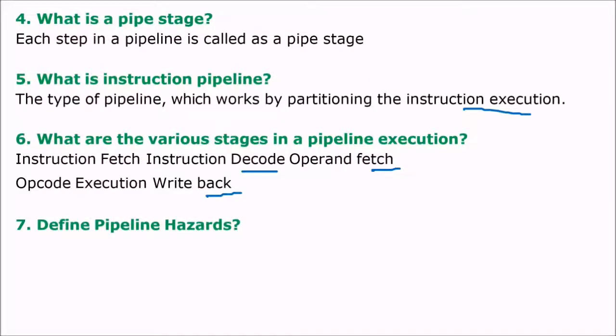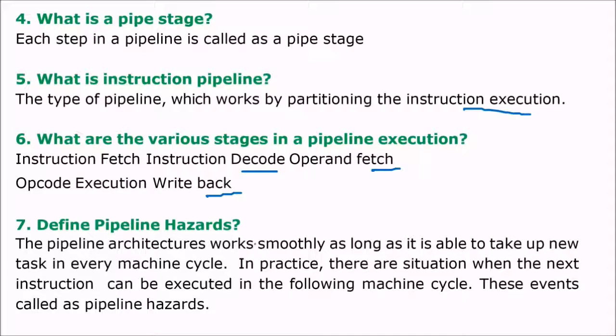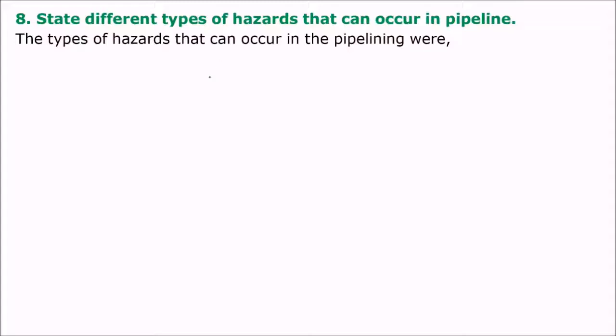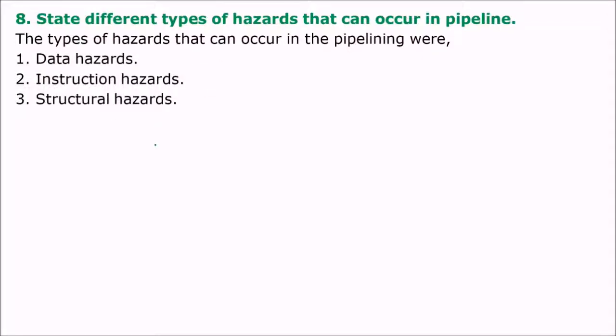Define pipeline hazards. The pipeline architectures work smoothly as long as they are able to take up new tasks in every machine cycle. In practice, there are situations when the next instruction cannot be executed in the following machine cycle. These events are called pipeline hazards. State the different types of hazards that can occur in a pipeline. There are various hazards like data hazards, instruction hazards, and structure hazards.